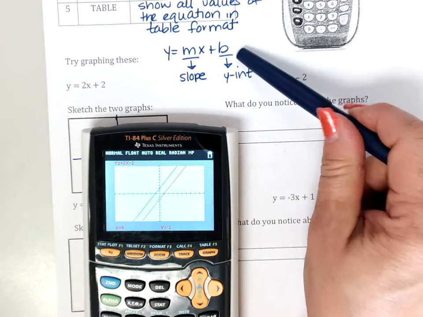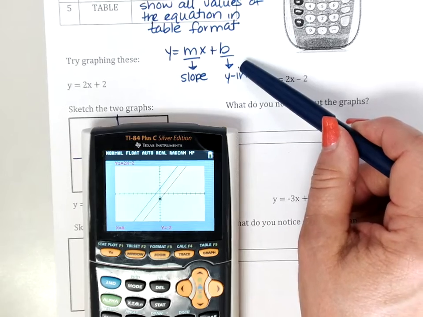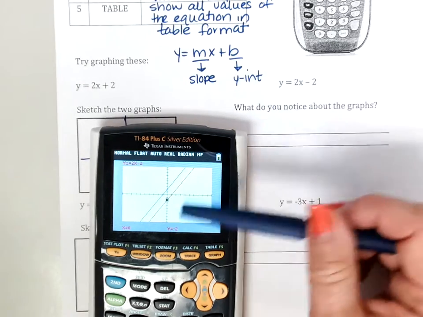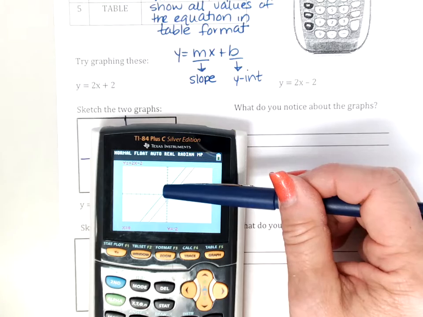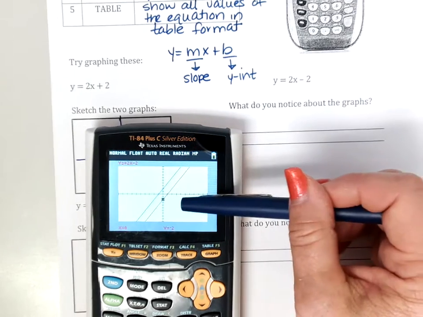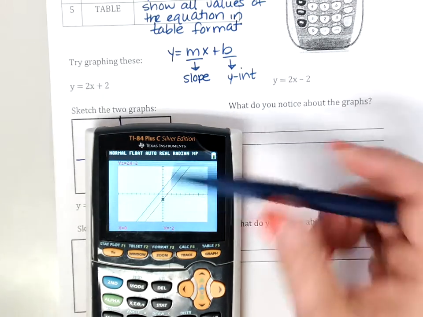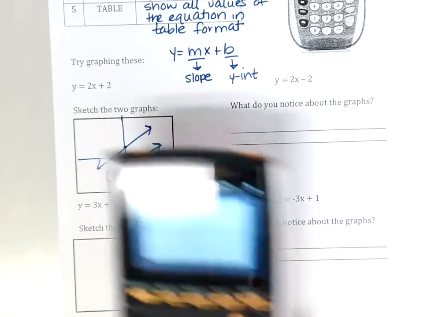Well, remember that plus b is where the y-intercept is, so that's where it crosses the y. So if I have a plus 2, did it cross at 2? Yes. If I have a minus 2, did it cross at negative 2? Yes. If they have the same slope, they will be parallel.